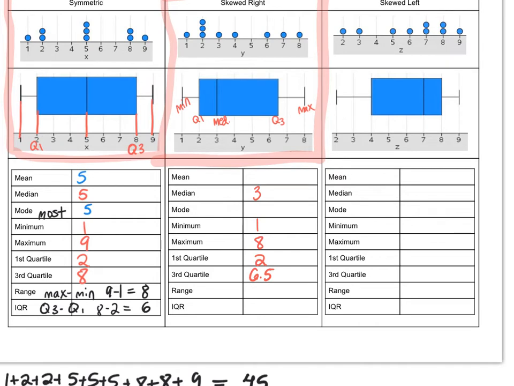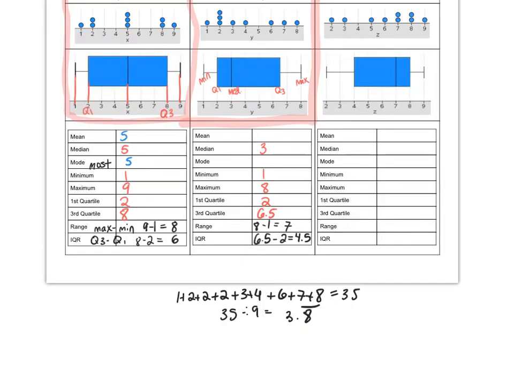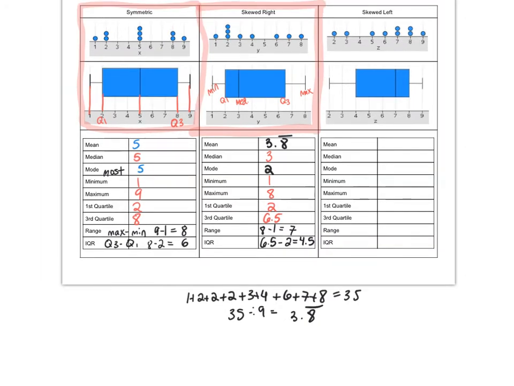Good job. So here are the values we can get just by looking at the box plot. Subtracting our max and our min, we get that the range is 7. And subtracting our third and first quartiles, we get that the interquartile range is 4.5. So we would use our dot plot to get our mean and our mode. And in this case, our numbers sum up to 35. When we divide by 9, we get 3.8 repeating. And our mode is 2, because there are 3 2s in this data set. Now give the final example a shot.